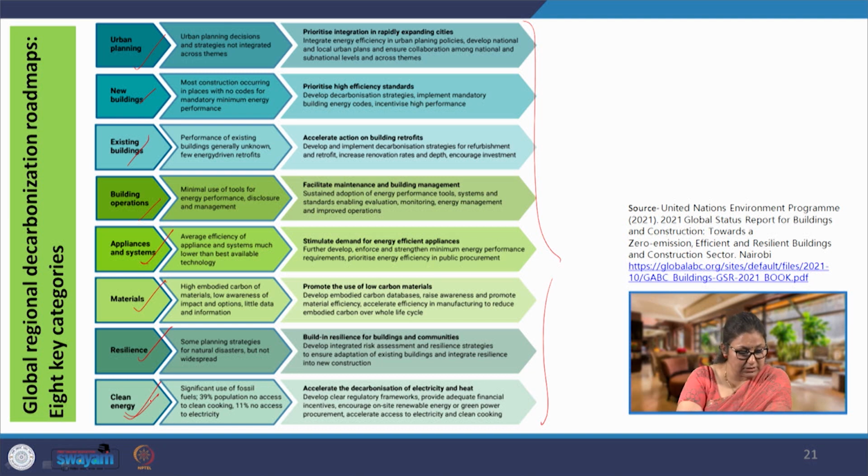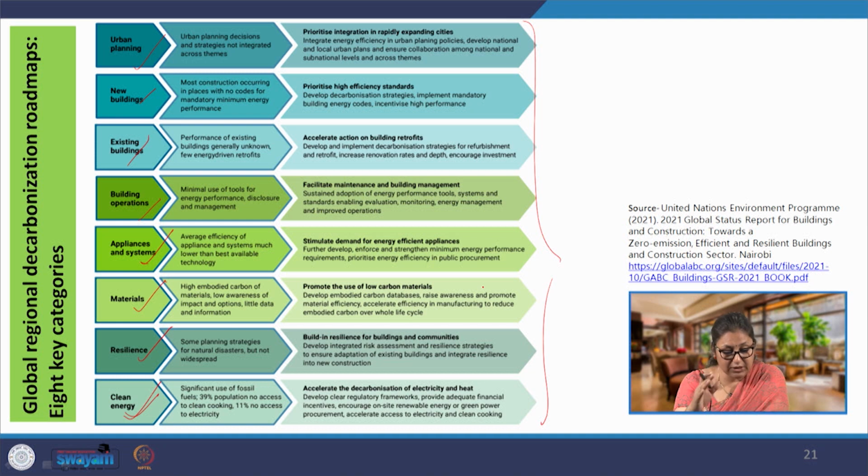If we look at resilience, we have to build in resilience for buildings and communities. We have to develop integrated risk assessment and resilience strategies. The reason is that more resilient buildings have a longer life. Then if we look at materials, we have to promote the use of low carbon materials.